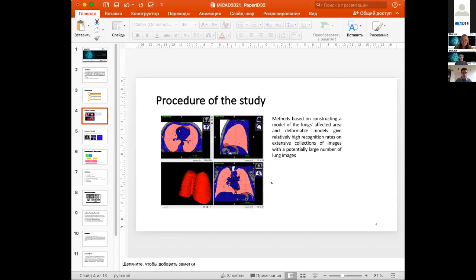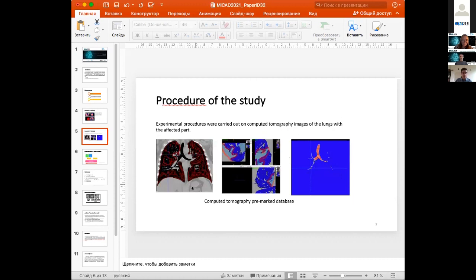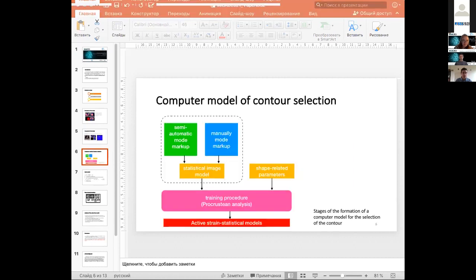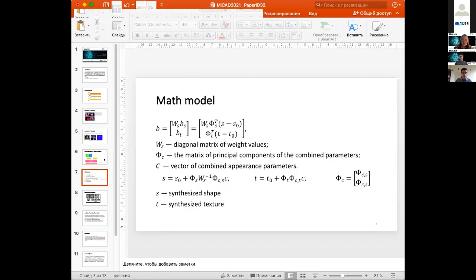The learning and experimental procedures were carried out on computer tomography images of lungs with the affected parts. On this slide, we can see anomalies such as the COVID anomalies. Computer model of contour search.